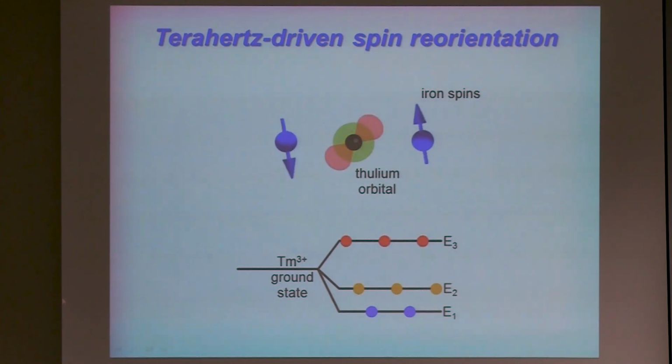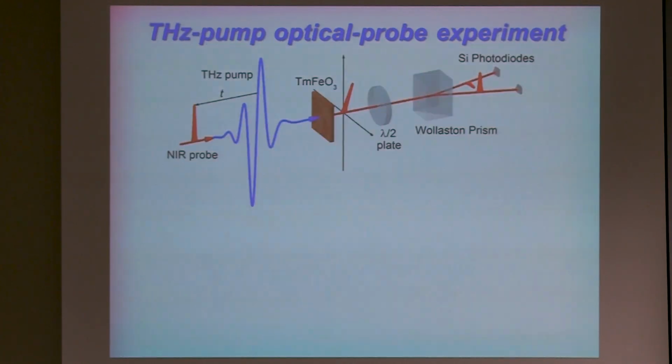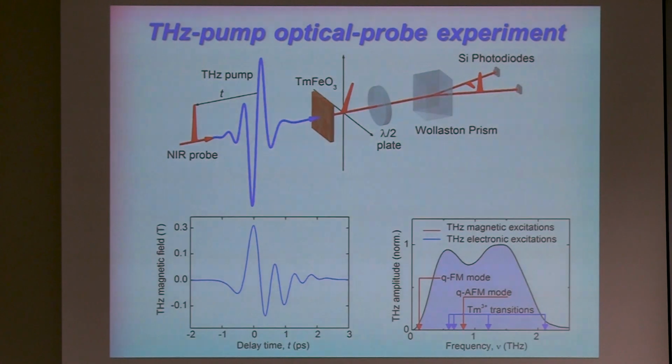So I illustrate this again. The terahertz pulse comes, repopulates, which means a sudden change of magnetic anisotropy in this material. So this is the scheme of our experiment. Again, we pump our sample with the terahertz pulse, and then we trace magnetization dynamics by measuring the Faraday rotation of the femtosecond probe. Here is the indicative shape of our terahertz pulse, and the spectrum covers both modes of antiferromagnetic resonance in this material, as well as several transitions within the thulium ground state.